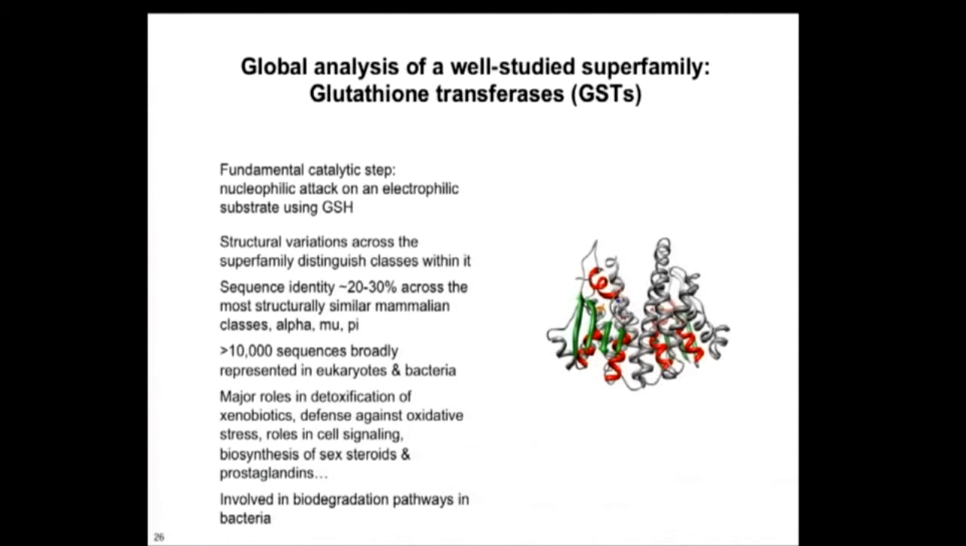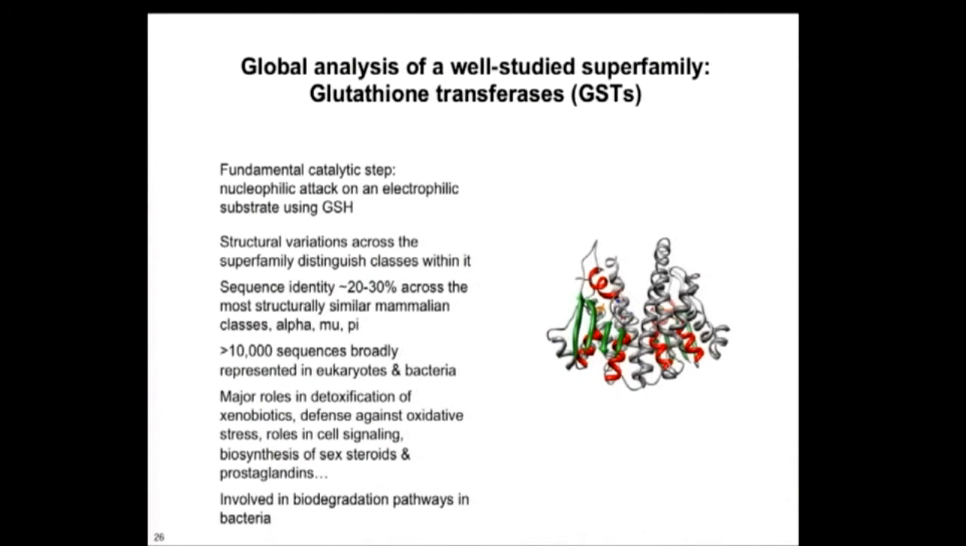Structural variations across the superfamily distinguish what are called classes within it. Sequence identity across most of the structurally similar mammalian classes is about 20 to 30%, which is pretty low. It's much lower across the much larger group that includes the bacteria and a number of other organisms. We have about 13,000 sequences now, if I remember correctly, broadly represented across many different organisms. These proteins are important because they play major roles in detoxification of xenobiotics. They're a primary route for metabolism of endogenous compounds as well as drugs.